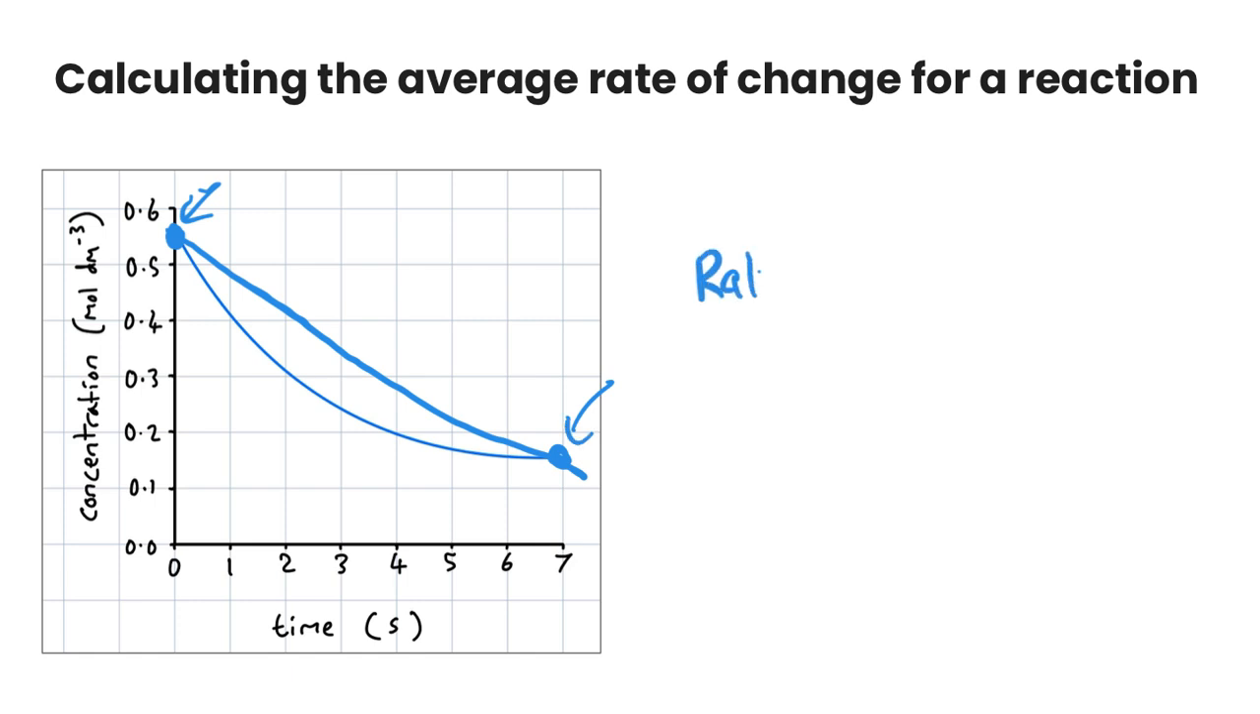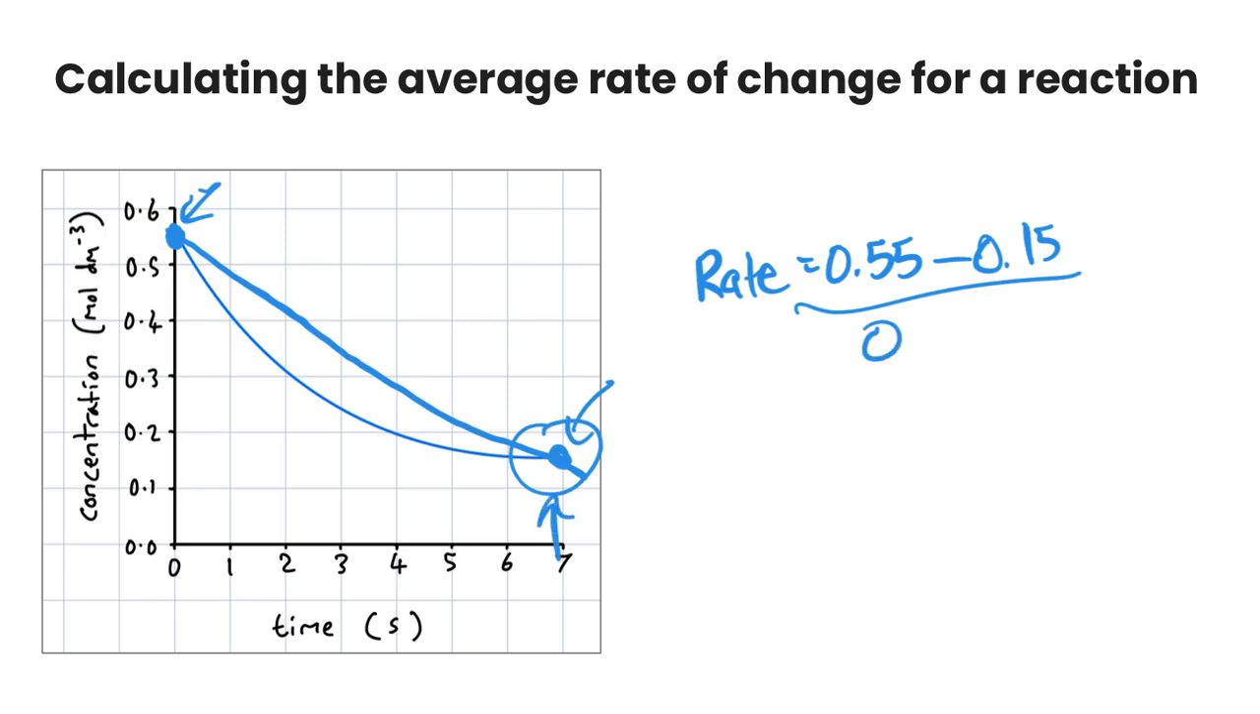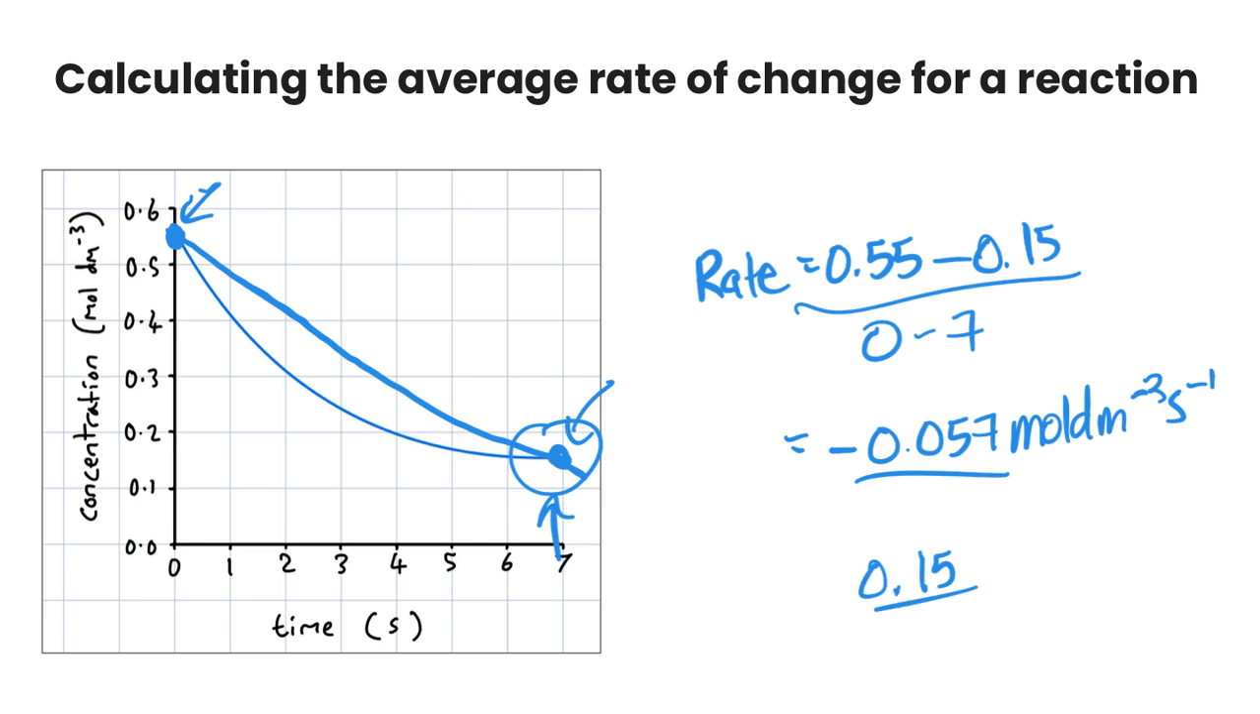So the rate is equal to 0.55 minus, down here it's about 0.15, and then we're starting at time equals 0 and we're going to 7 seconds. So when we do this calculation, we get 0.057 moles per decimeter cubed per second. And so you can see that value is much smaller than that initial rate of change, which was 0.15.